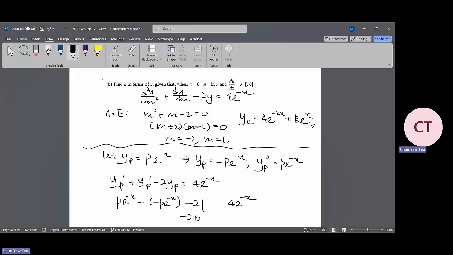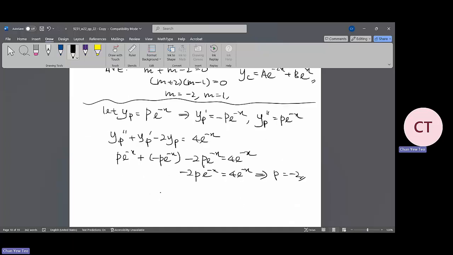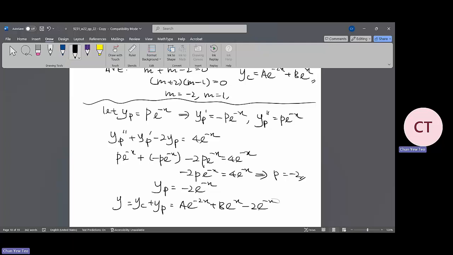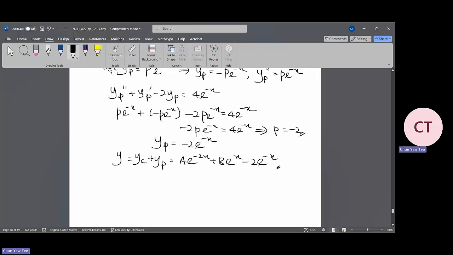This one is the be^(-x), so you get b as negative 2. So your particular integral will be negative 2e^(-x). Your y is equal to yc plus yp. That will be equal to Ae^(-2x) plus Be^x minus 2e^(-x). Okay, so this will be your general solution, but we want the particular solution.